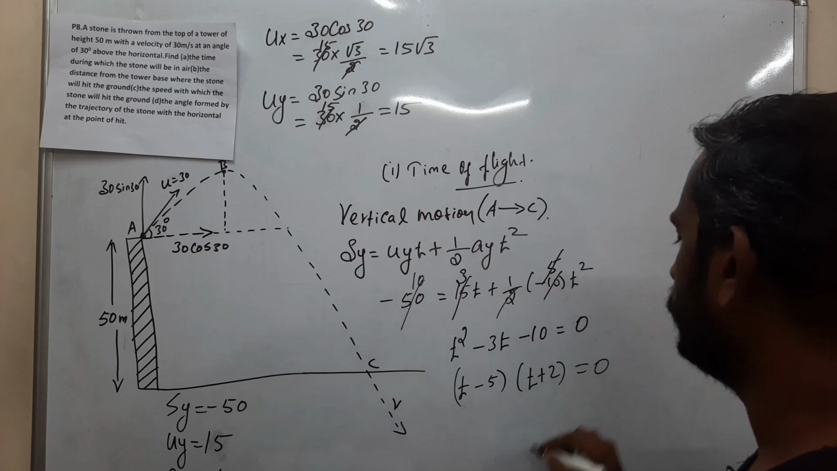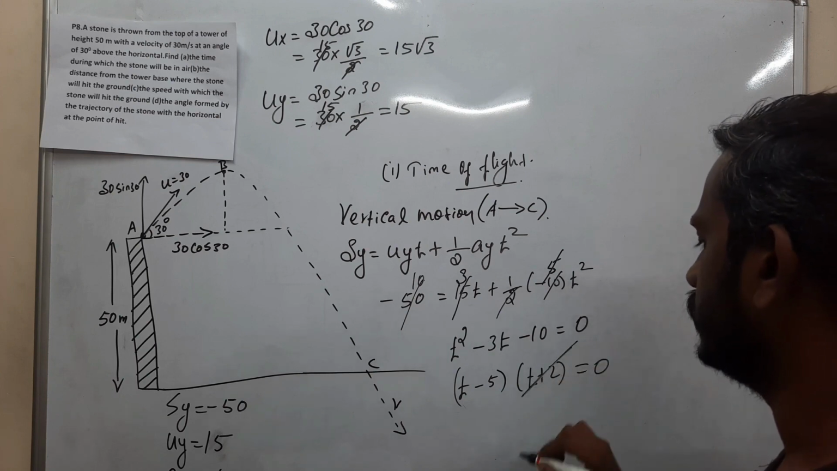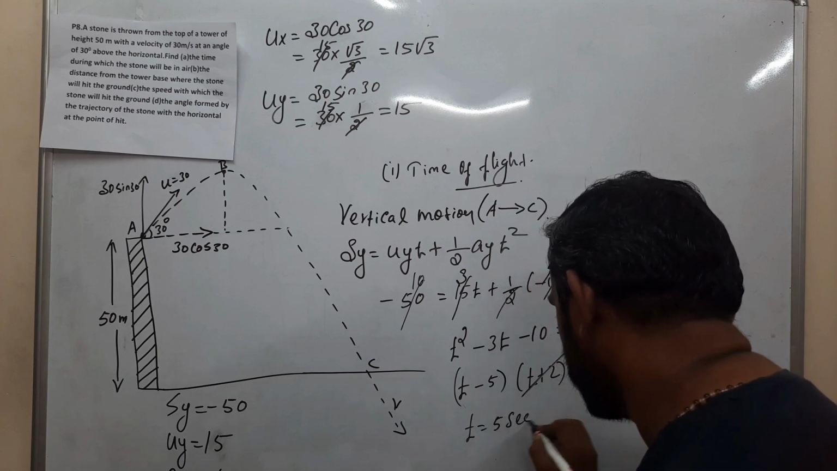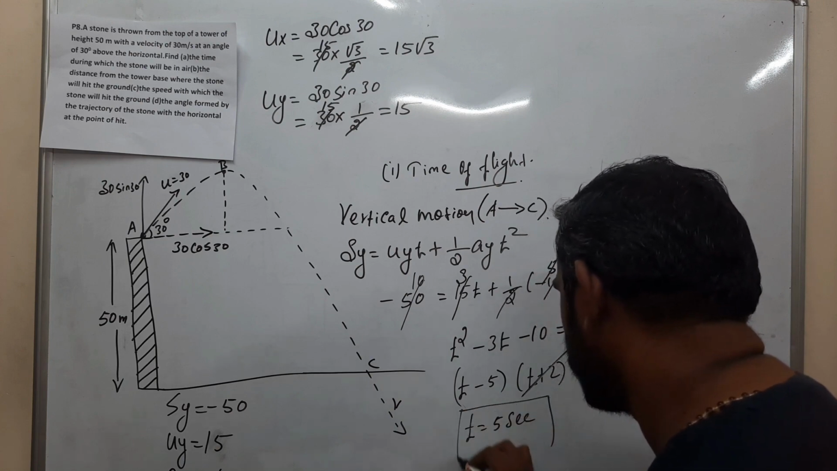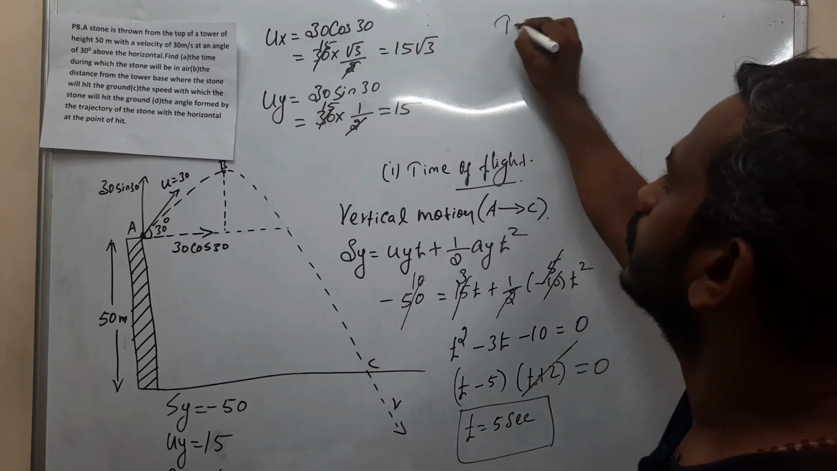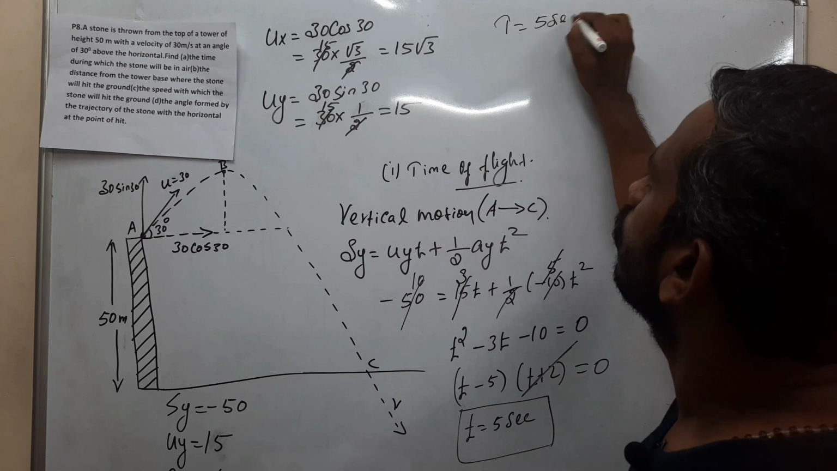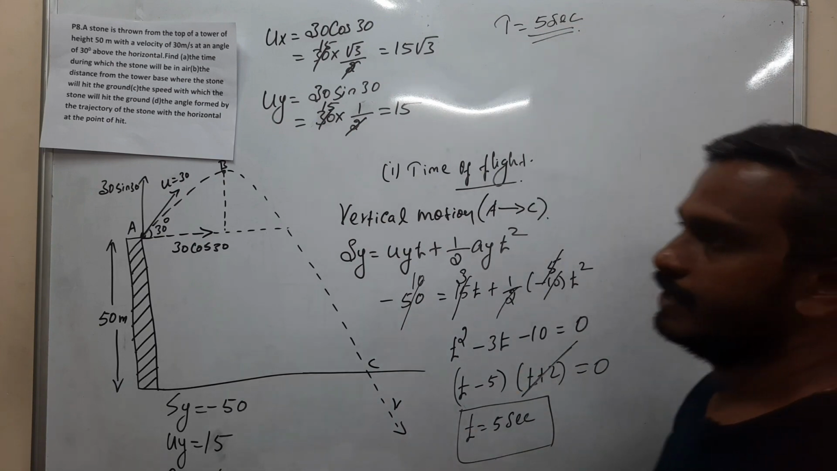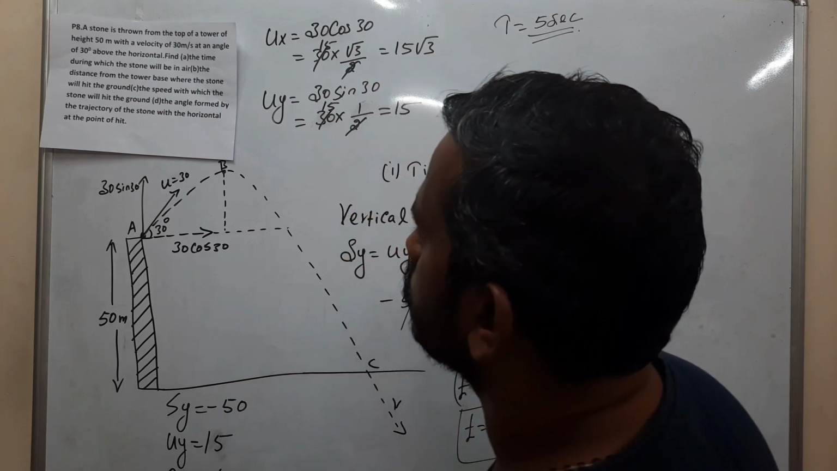So the time cannot be negative, so don't consider this term. So t is equal to 5 seconds. That is the time of flight. Capital T is equal to 5 seconds. Clear? So the second one, option B.